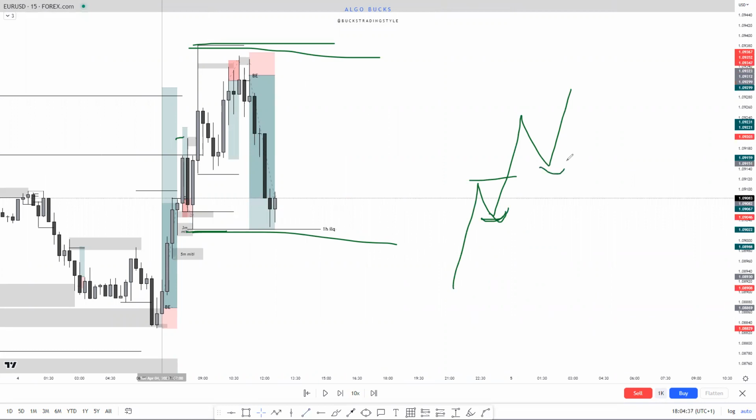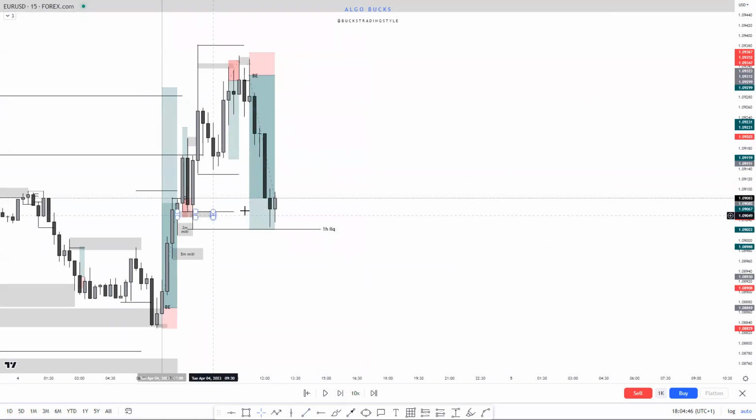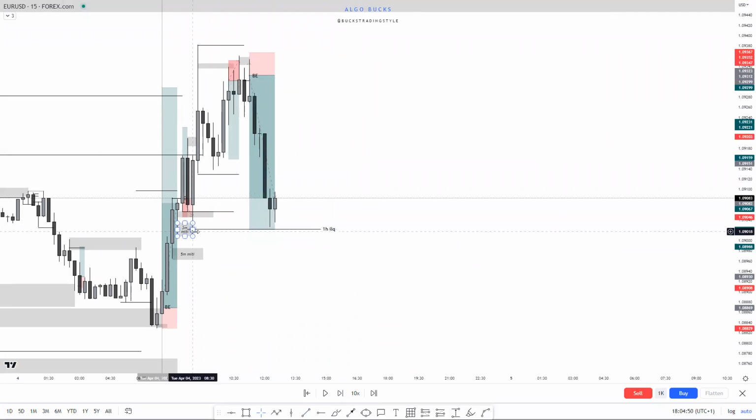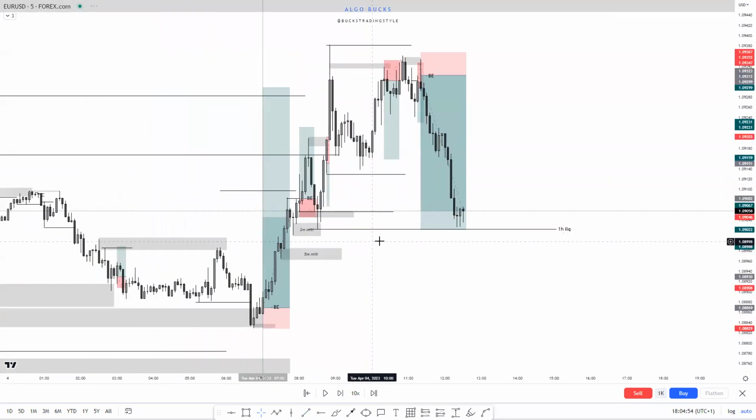If price fails to take out this swing low, right, it's coming down and it fails to take out this swing low, it might actually go back to take out this high. So let's see what price is going to do, because price is failing to take out this low. There might be something price reacting from right here. We'll go back on 5M.